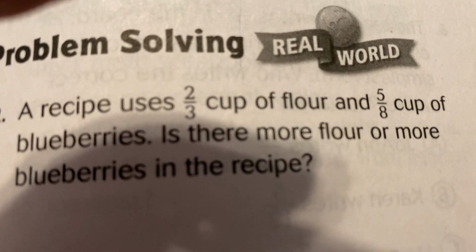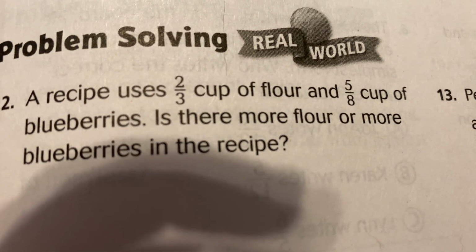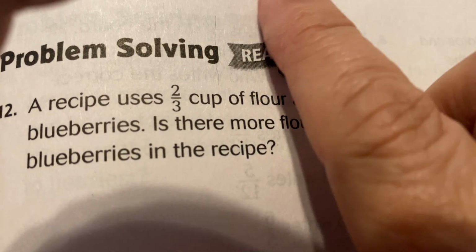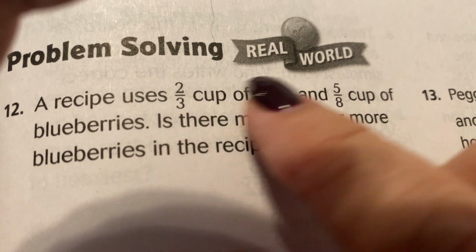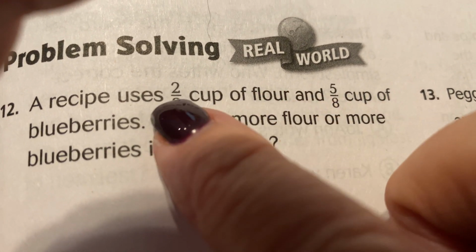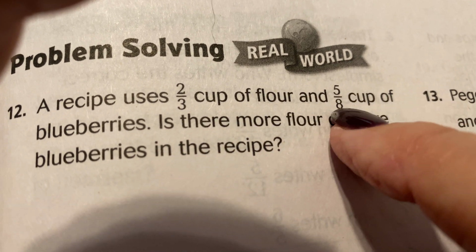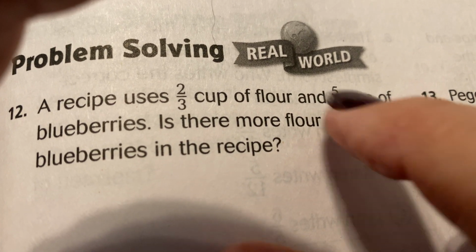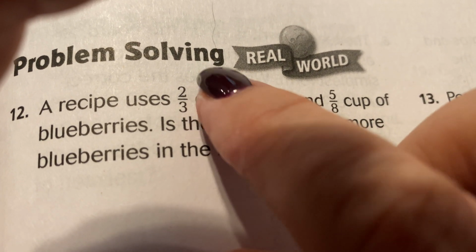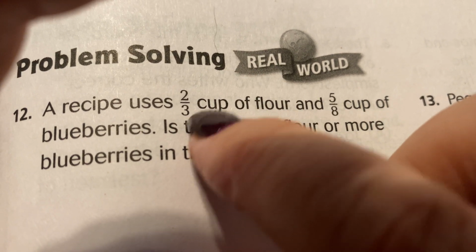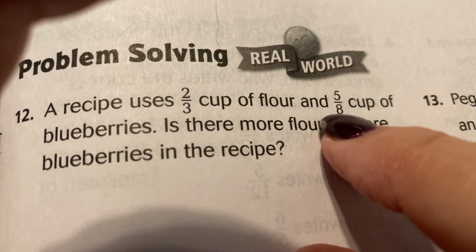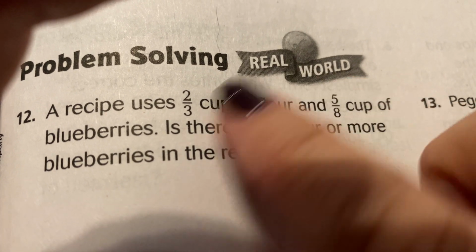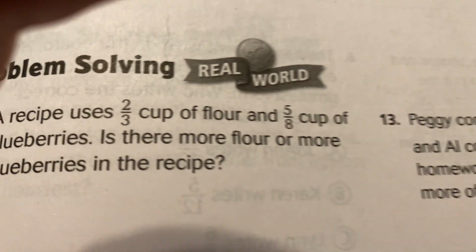A recipe uses 2/3 cup of flour and 5/8 cup of blueberries. Is there more flour or more blueberries in the recipe? So you have to just compare 2/3 and 5/8. You can't really multiply 3 times anything and get 8. So what you could do is multiply 3 times 8, and you'd have to multiply this times 8. If you multiply 3 times 8, you have to multiply 2 times 8. And then if you multiply 8 times 3, you have to multiply 5 times 3. And then they'll have the same denominator, and you can easily compare them.